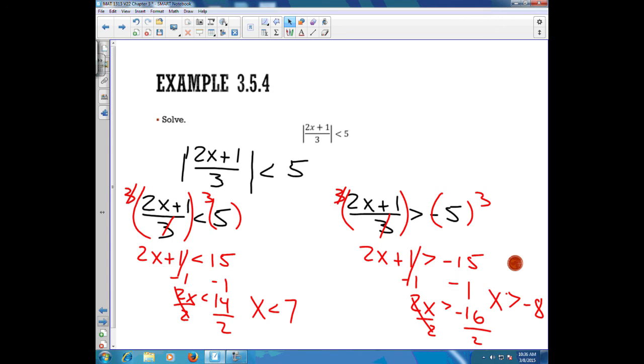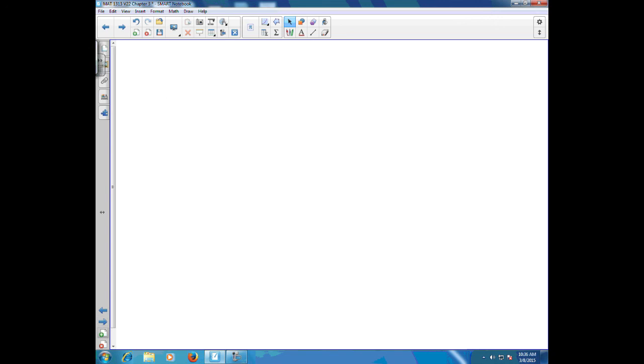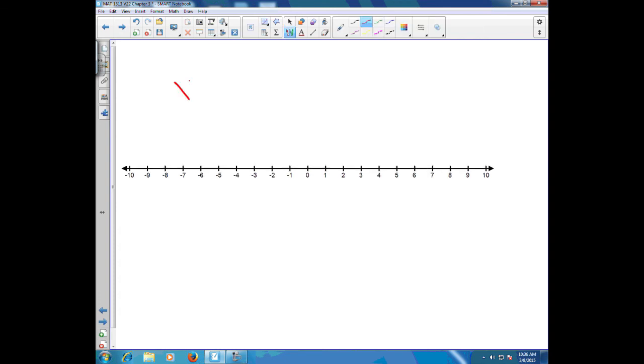And so now let's just go to the next page, and we're going to put both of these on a number line. The first one we have is x is less than 7. And so here's 7 and everything less than 7. The second we have was x is greater than negative 8. Negative 8 and everything greater than negative 8.